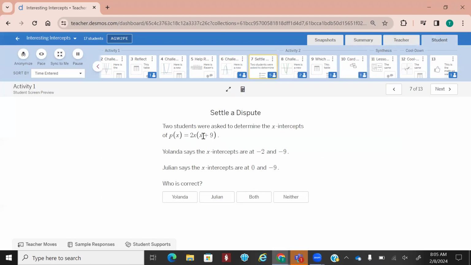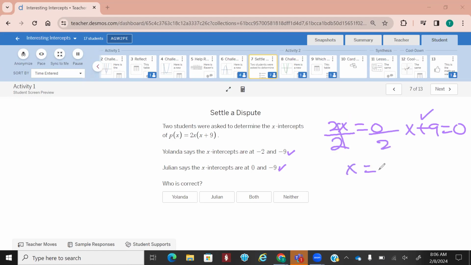Again, we're going to take each piece and set it equal to 0. So we've got 2x equal to 0 and x plus 9 equal to 0. Now this one we can just switch. And I see where both of them have gotten that -9. So they already got this one right. But this one, what would I do in order to solve it? What would I do in order to solve this? Divide by 2. So x is going to equal 0. So it should have been Julian.